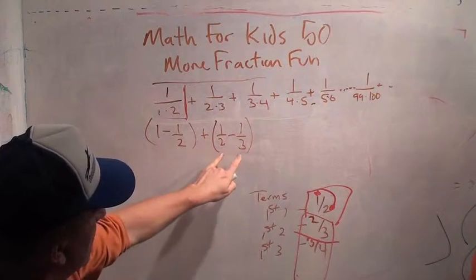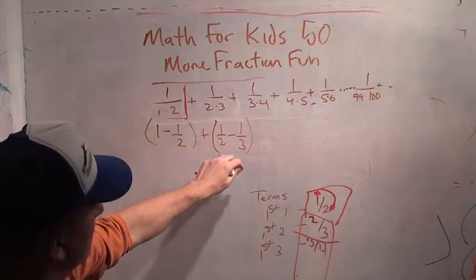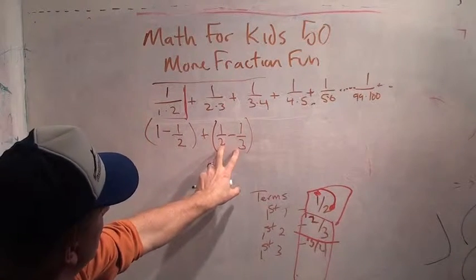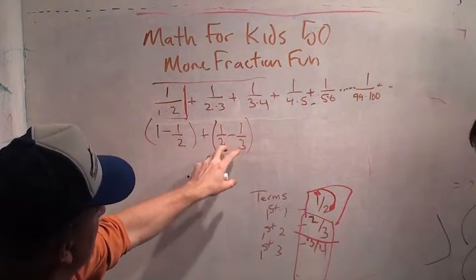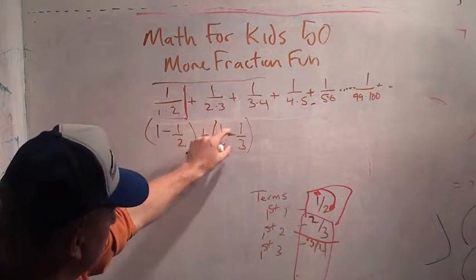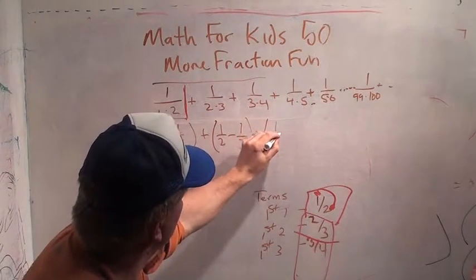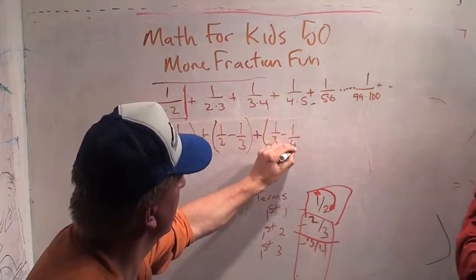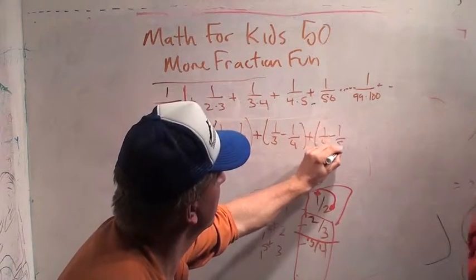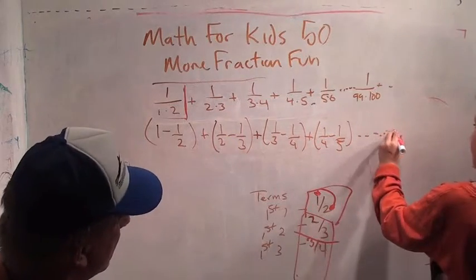And the answer is, when we get a common denominator, and I'm going quickly on this because it's a little advanced, so you don't have to understand this completely now. The common denominator is 6, right? So you get 3/6 minus 2/6, which is 1/6. And over here you get 1/3 minus 1/4 plus 1/4 minus 1/5, and it keeps going like that, etc.